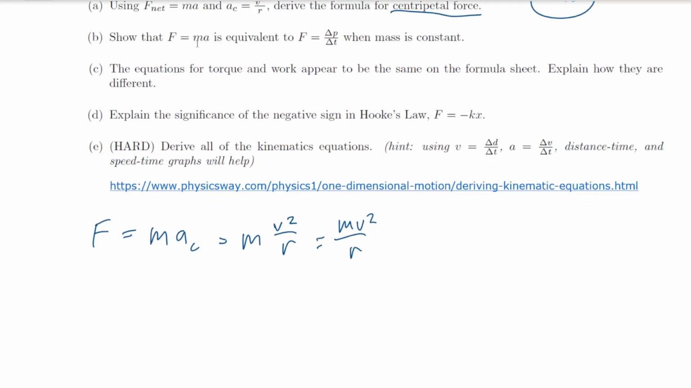Alright, and B, show that F equals ma is equivalent to F equals change in momentum over change in time when mass is constant. Okay, so again, Newton's second law that we're familiar with. Looking at this one, it is actually rearranged as change in momentum is force times change in time. So that's the impulse equation. And Newton's second law and change in momentum over change in time are actually the same thing under certain conditions. So let's investigate that.